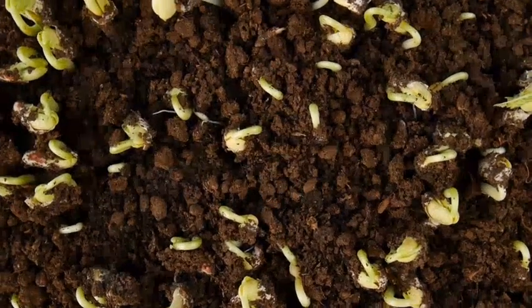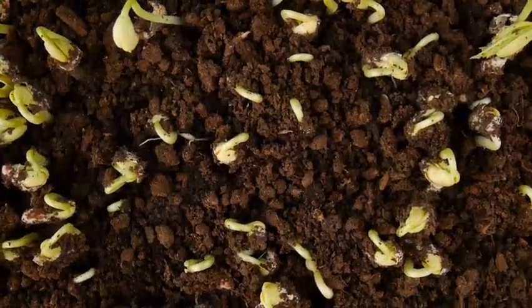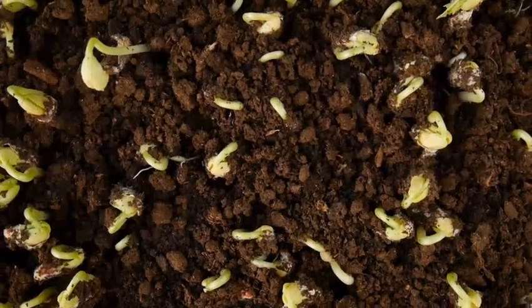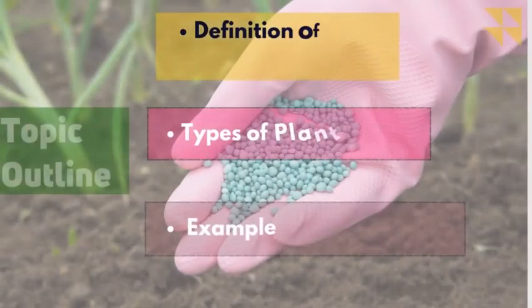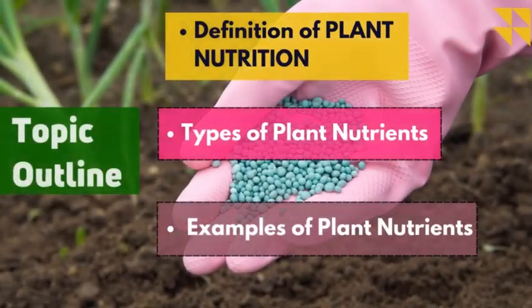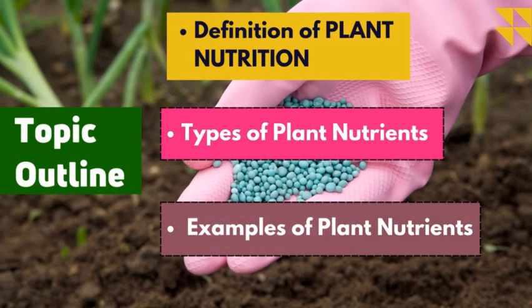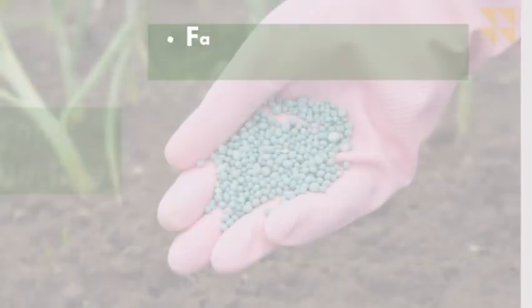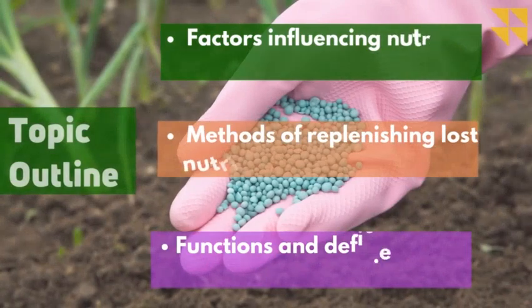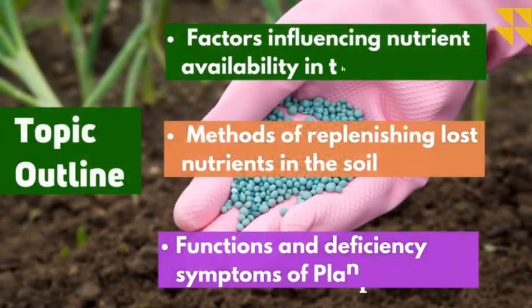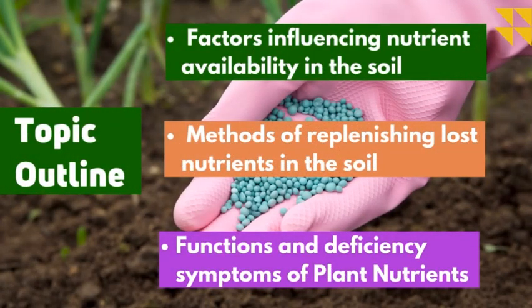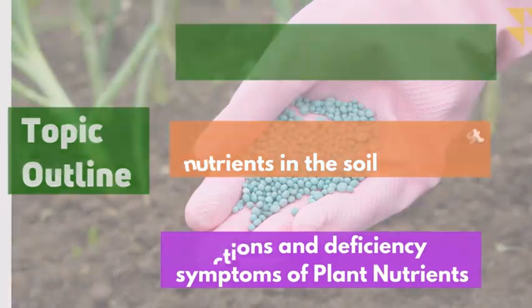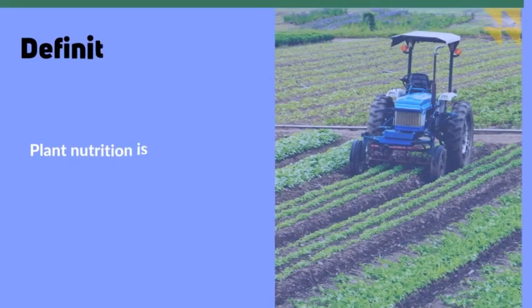We'll also be looking at the factors that affect nutrient availability in the soil. As we commence the lesson, in the next 3 to 4 lessons, we'll be looking at plant nutrient and nutrient cycle. But for today, we'll be looking at the definition of plant nutrition, types of plant nutrients, factors influencing nutrients, methods of replenishing lost nutrients in the soil, and functions and deficiency symptoms of plant nutrients. We'll be looking at types of plant nutrients.